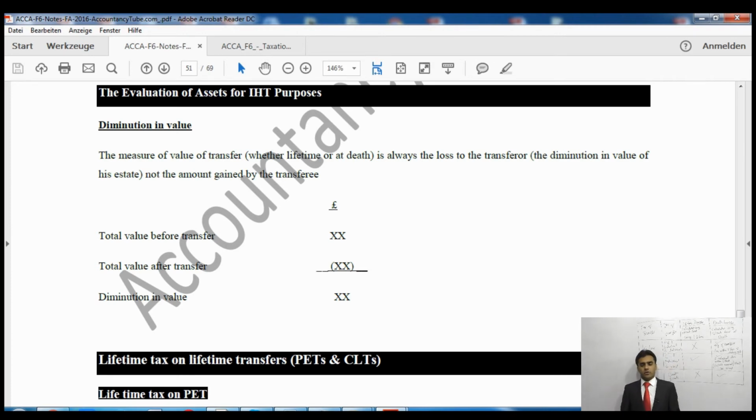So say, for example, if I held 1,000 shares in a company and I am giving away 200 shares to my son, right? Now I am giving 200 shares to my son, and these 200 shares I am giving out of my own shares. Now the market value of those 200 shares will be different than the amount which I am losing.